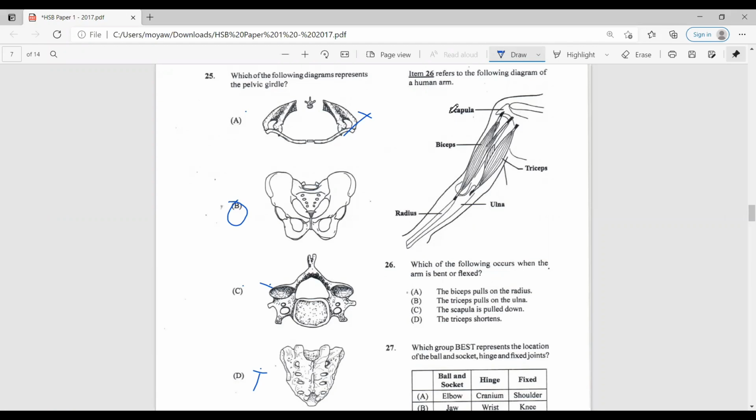Item 26 refers to the following diagram of a human arm. Which of the following occurs when the arm is bent or flexed? So we have A, the bicep pulls on the radius. B, the tricep pulls on the ulna. C, the scapula is pulled down. D, the triceps shorten. Whenever the arm is bent or flexed, the tricep is going to relax and the bicep is going to contract. That means the biceps are going to get shorter and tighten, and if they do that, they're going to pull on the radius. So that's why the answer is A, because the biceps is going to pull on the radius.